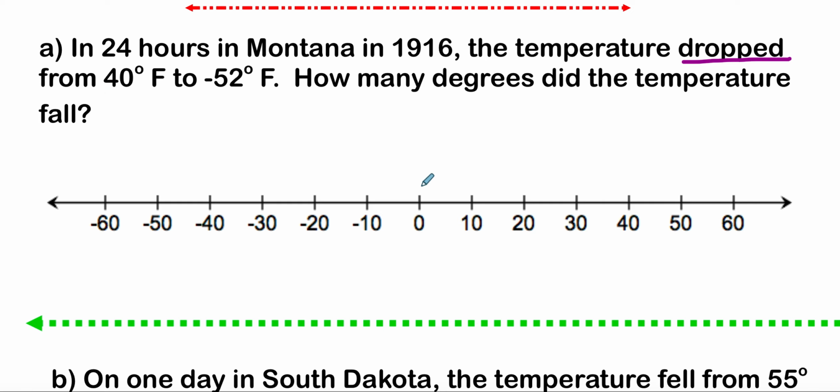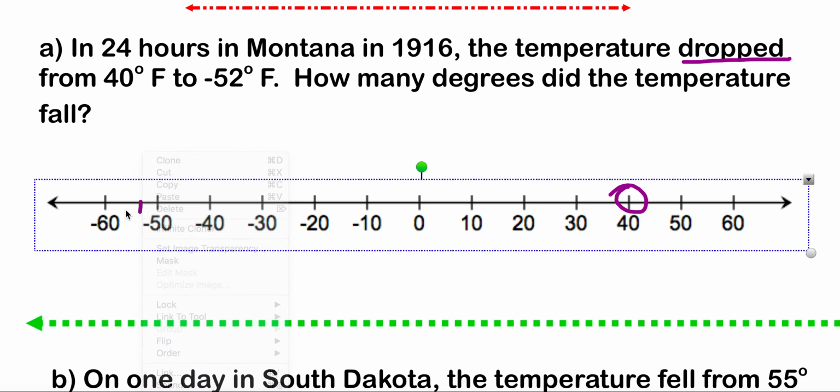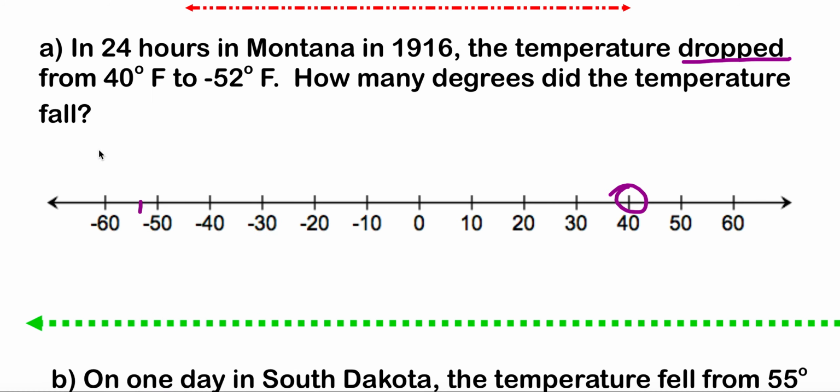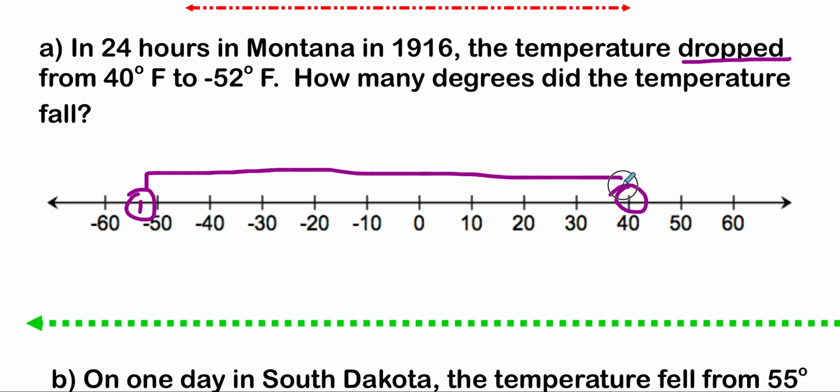From 40, so 40 is somewhere here, right? To negative 52. And negative 52 should be somewhere here. So this is going to be the distance you're going to figure out. Again, I'm just giving hints. I'm not going to give you the answer.